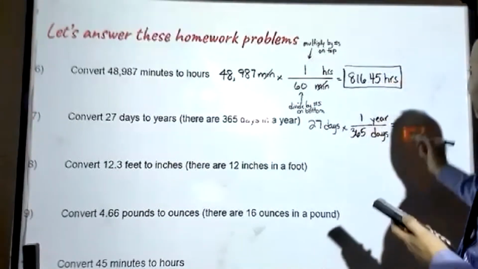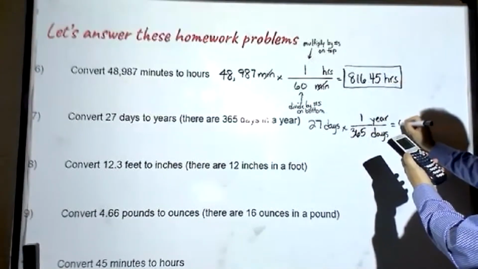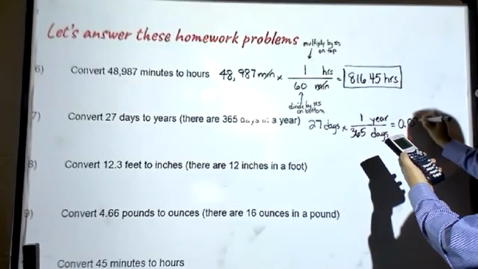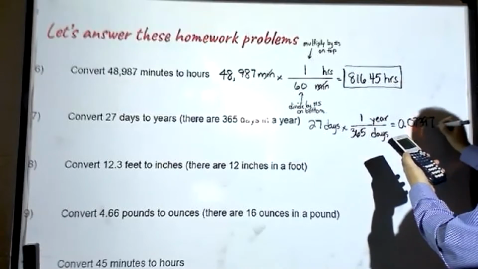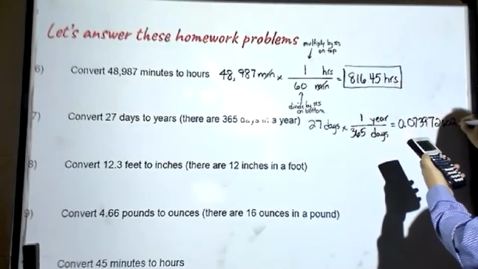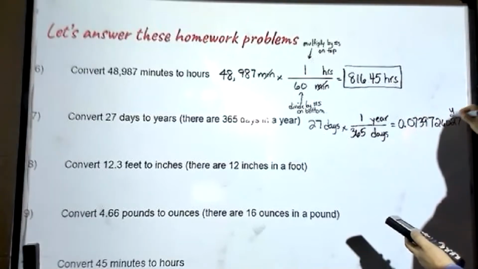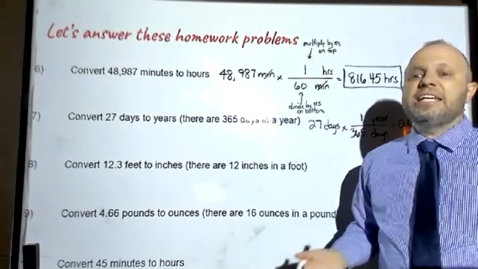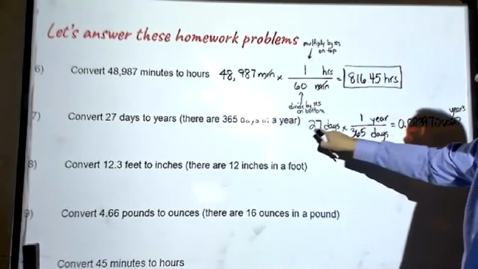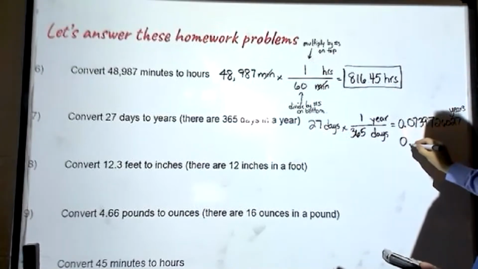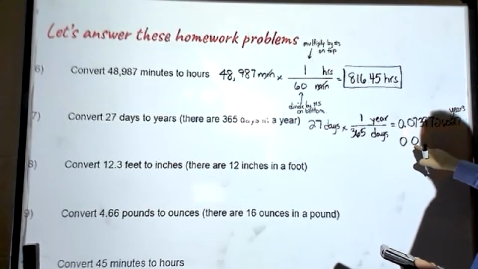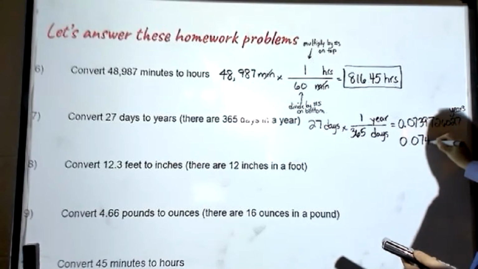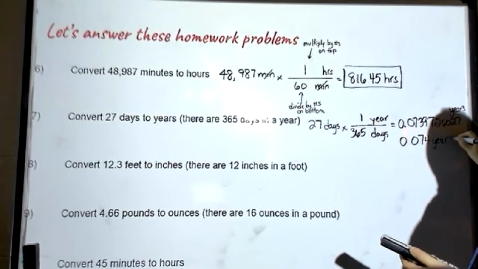Okay. So typing that into the calculator, we get an answer of 0.07397260027 years. Now, by now you know that we can't possibly keep all of those digits, so we can only keep 2 significant figures. So our answer here is going to be 0.074 years.